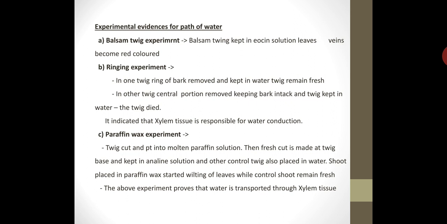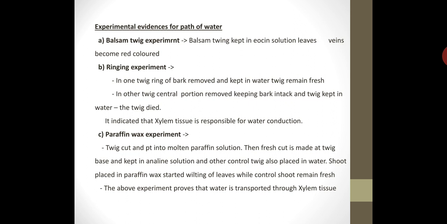The third experiment is called the paraffin wax experiment. In this experiment, one twig is cut at the lower side and put into molten paraffin. Then a fresh cut is made at the twig base and it is kept in aniline solution. Another twig was selected, which we call the control twig. It was also placed in water. The shoot placed in paraffin wax started wilting of leaves, while the control shoot showed fresh leaves.